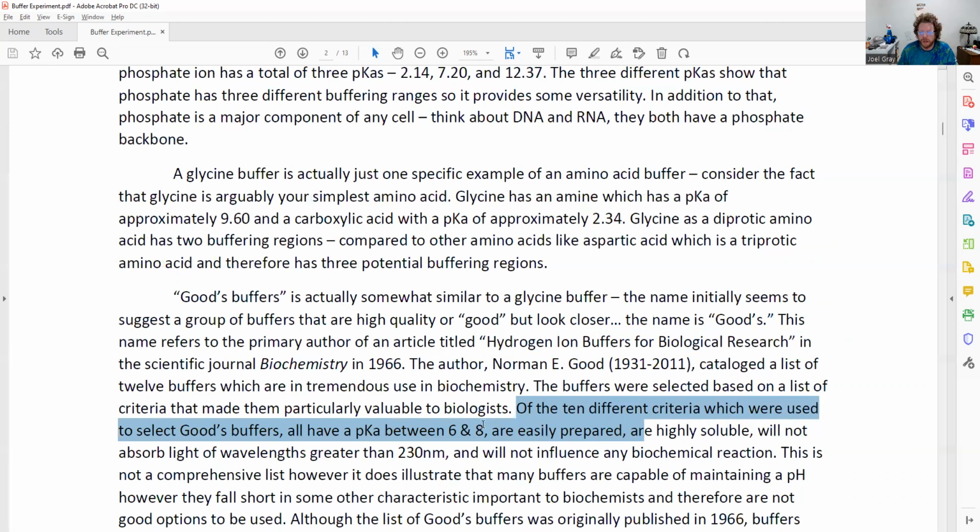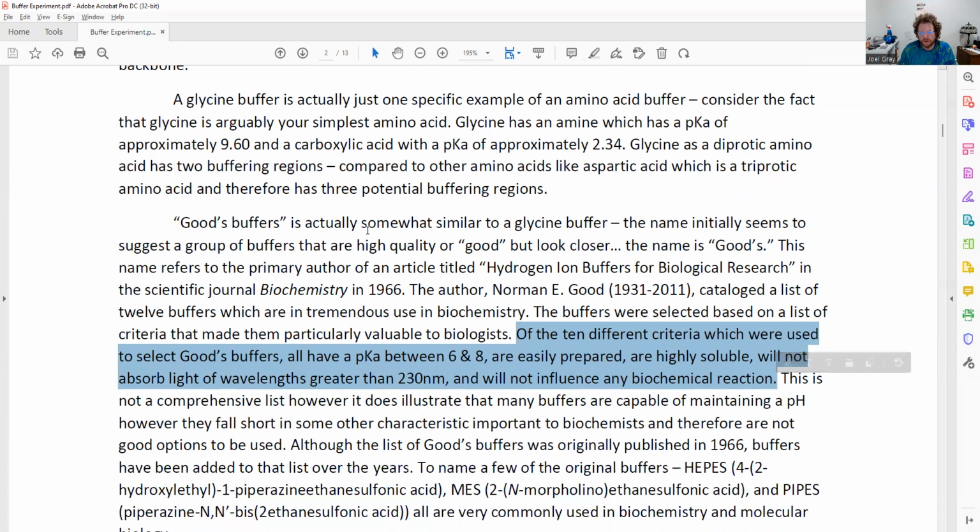First of all, they all have a pKa between 6 and 8. Second, they're all easily prepared buffers. Third, they are all highly soluble. Fourth, they will not absorb light of wavelengths greater than 230 nanometers. And finally, they will not influence any biochemical reaction. So this list of buffers that Good came up with has kind of been, I guess you could say, the gold standard of buffers that are used in biological settings.